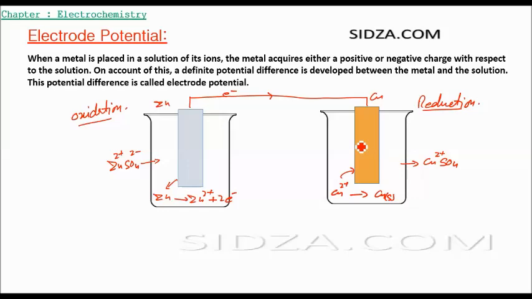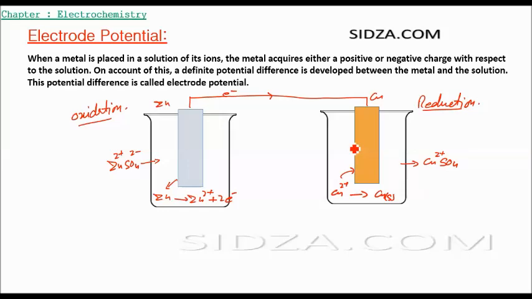Now what is the electrode potential? Electrode potential is basically about the relative tendencies of these electrodes. It is a relative tendency where we measure the tendency of any electrode either to lose or to gain electrons. So the term electrode potential means the tendency of an electrode to lose or gain electrons, that is, to get oxidized or to get reduced.